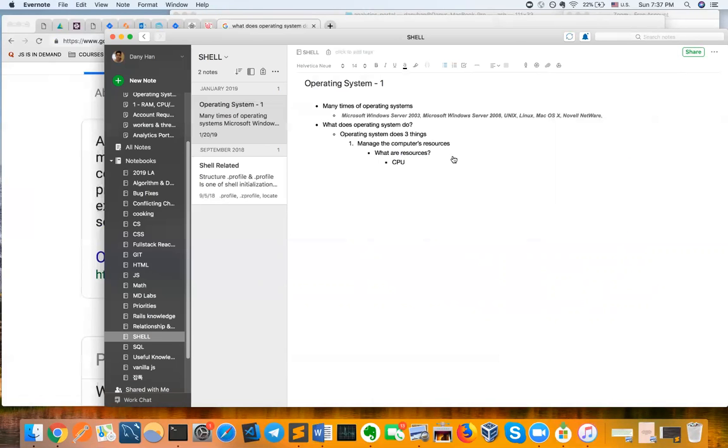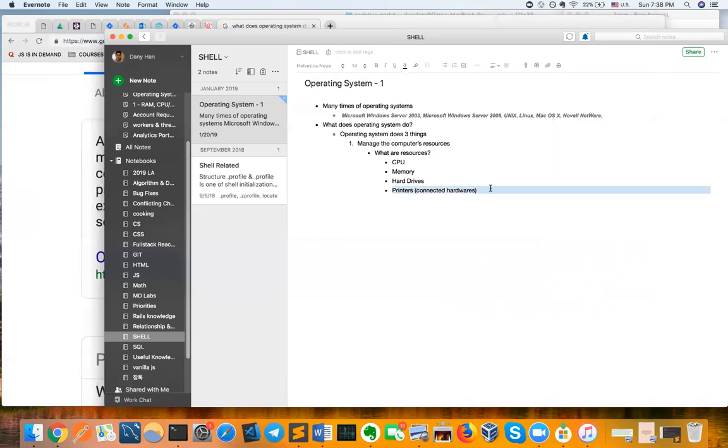Manage the computer's resources. Here we go. What are resources, right? CPU, memory, hard drives, and printers. And these are the connected hardware.